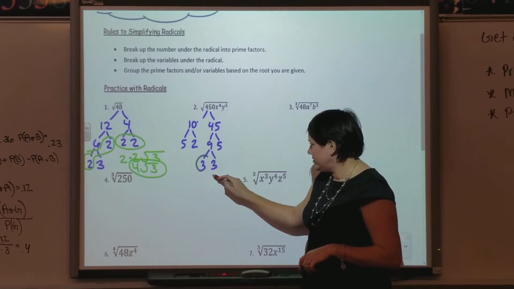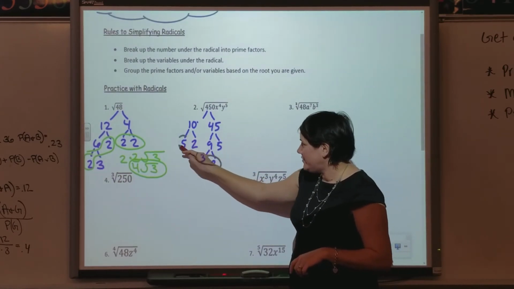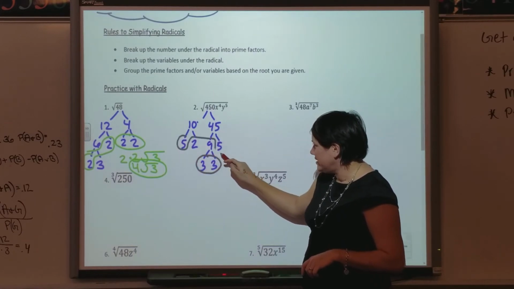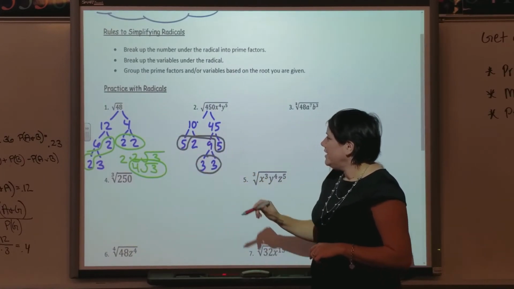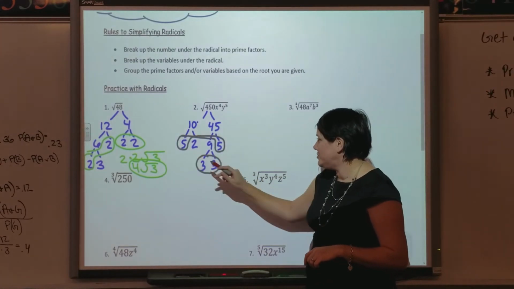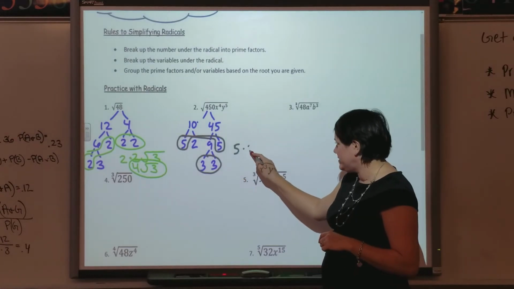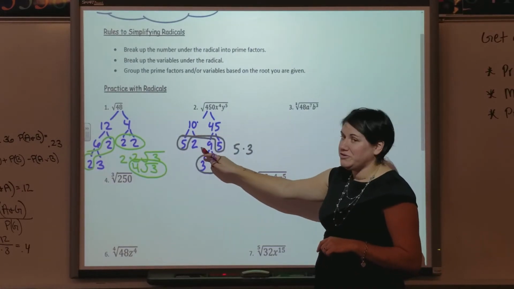I'm going to circle that. I actually still have 2 5's, so I'm going to kind of group that together. There we go. And then I have a 2 left over. Okay, so the 5 comes out because you have a pair of 5's. The 3 comes out because you have a pair of 3's. And then you're going to have a 2 under the radical.